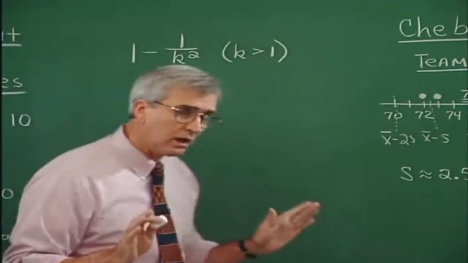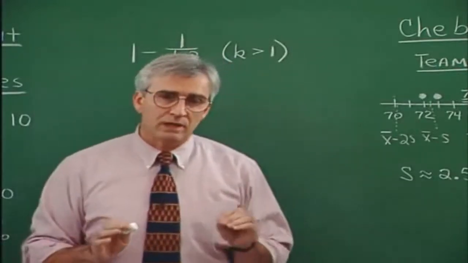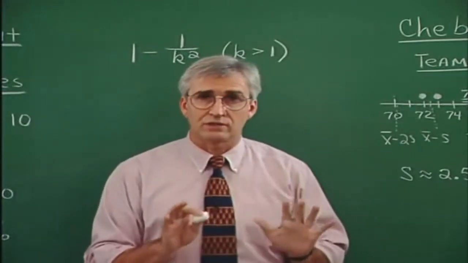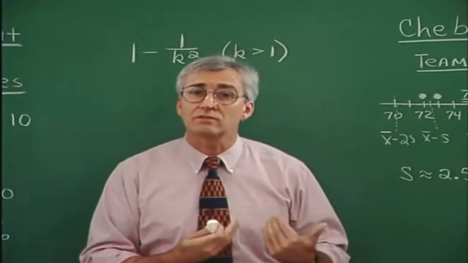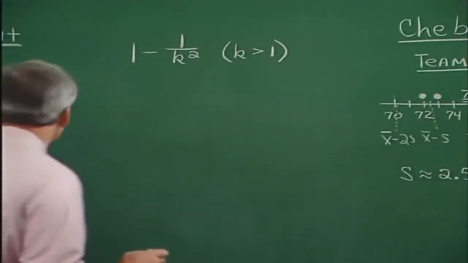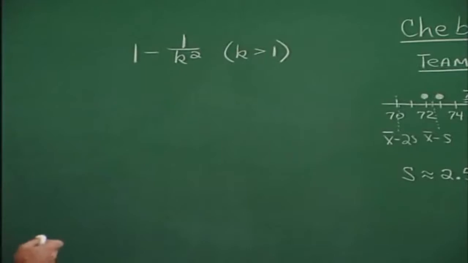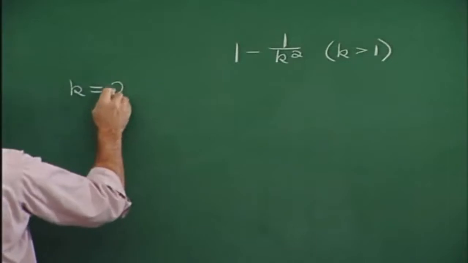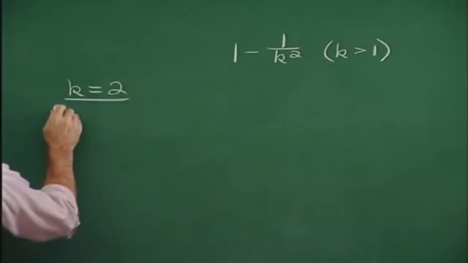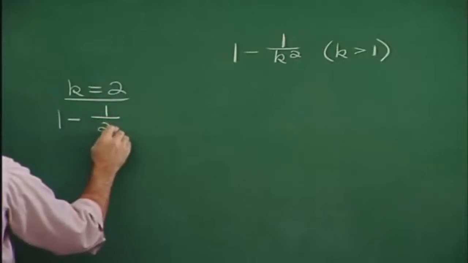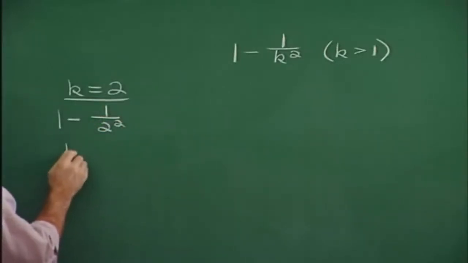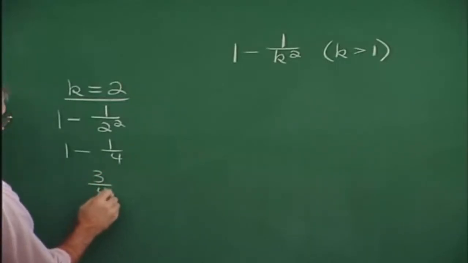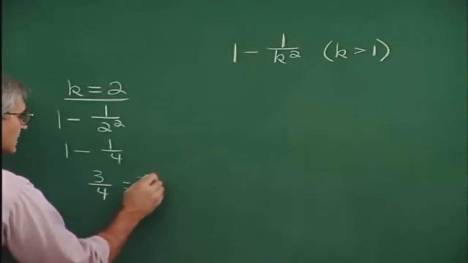Now, it could be 1.1 or 1.2 or 1.5, but let's stick with whole numbered values or whole numbers of standard deviations from the mean and see what this fellow came up with. If k is, let's say 2, then we have 1 minus 1 over 2 squared, or 1 minus a quarter. That's 3/4, or 75%.